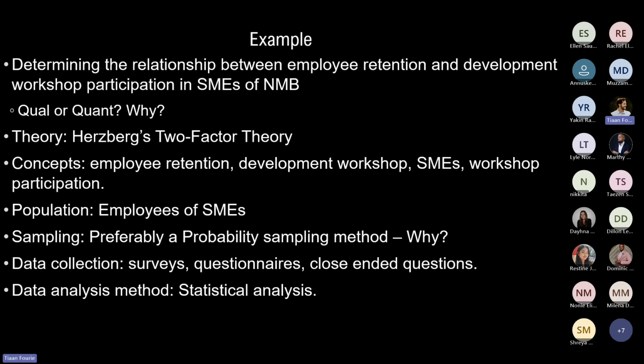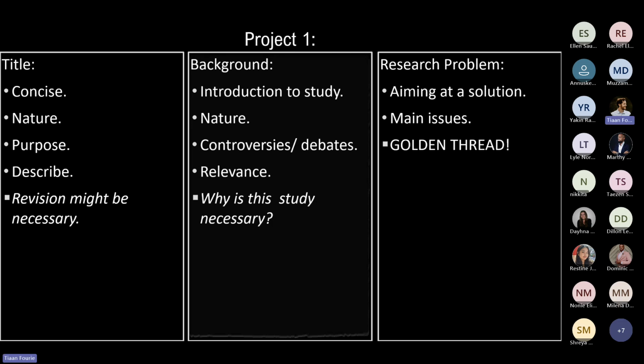And my data analysis method, statistical analysis, both descriptive and inferential statistics. For project one, my title needs to be concise. I need to be able to describe the nature of my research topic in that title, the purpose, and it needs to be descriptive. So revision might be necessary. If you got a 4 out of 5 or 5 out of 5, most likely you wouldn't need to change your title. But if there are sections of your research problem or your research question that change, then you might need to make adjustments to your research title.